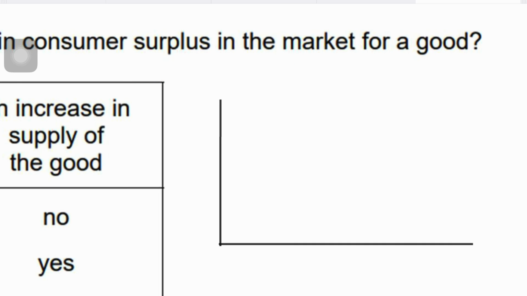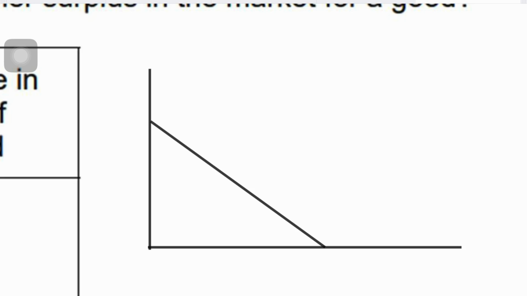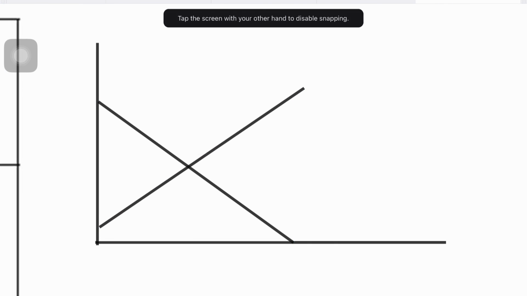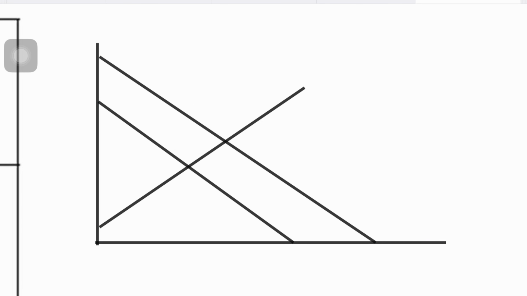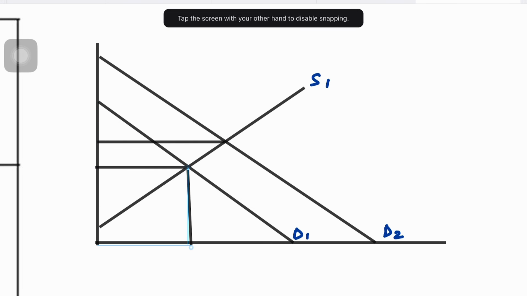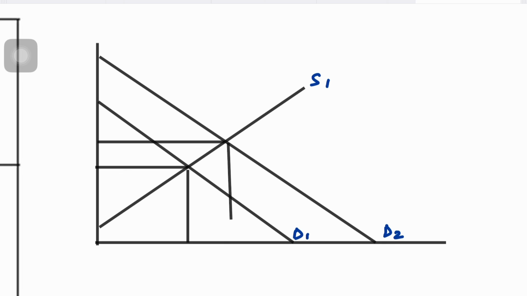Let's make a demand and supply diagram. This is your demand curve, supply curve, and we are shifting our demand curve to the right, outwards. So this is D1, D2, S1. This is the original price, and this is the new price, and this is our quantity, and this is our quantity after the rise in demand. So you have Q1, Q2, P1, P2.